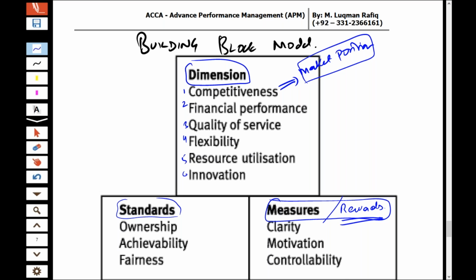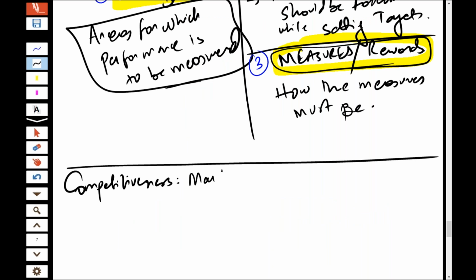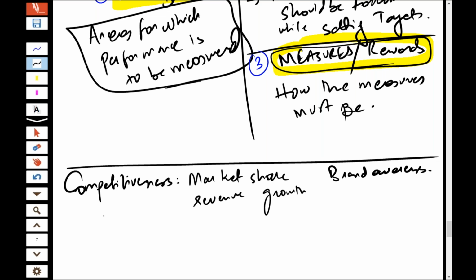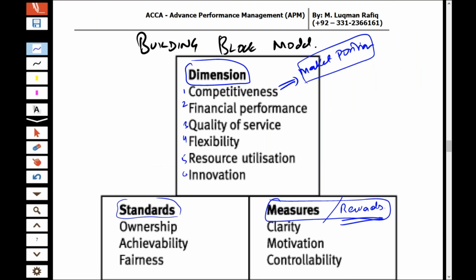So what exactly do you mean by this competitiveness? The competitiveness could be measured using the market share. The competitiveness could be measured using the revenue growth. The competitiveness could be measured using the brand image. So these are a few things that you could use in order to measure the competitiveness of an entity, that is, how competitive, how well an entity is. That's what you could do.